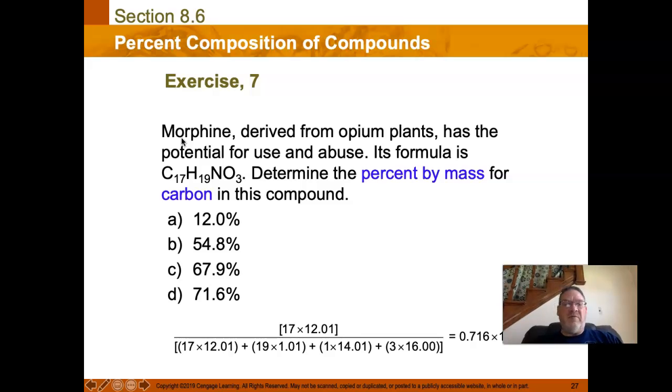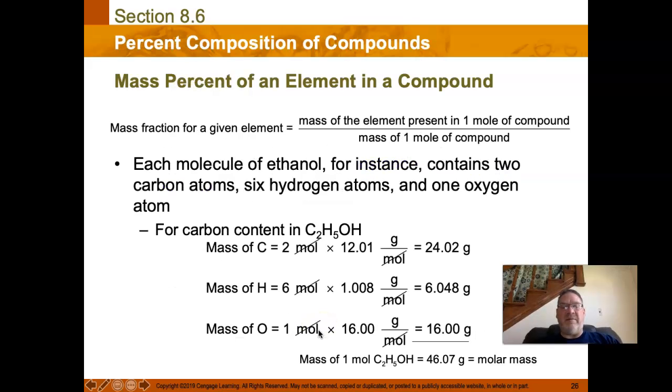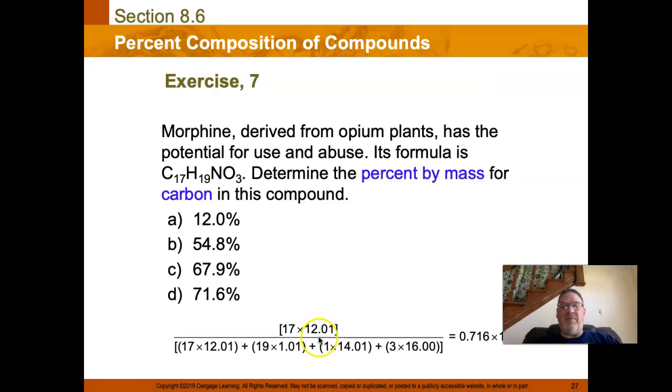Morphine, very nice pain reliever. And you see the chemical formula for morphine. So the first thing that we have to do is determine the molar mass of the morphine. And that's what you see on the bottom part of the fraction here. The 17 carbons, the 19 hydrogens, the nitrogen, the three oxygens. There's the molar mass. And we're going to divide it by the total mass of the carbon in the compound. So again, very similar to what you see in this example. And you can see morphine, 71.6% carbon.